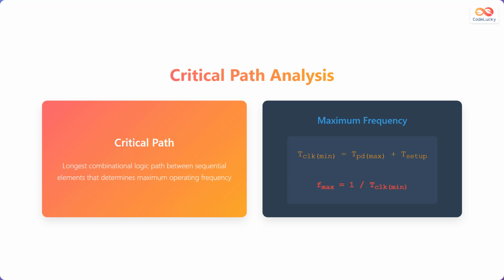Now let's talk about critical path analysis. The critical path is the longest combinational logic path between sequential elements, which determines the maximum operating frequency of the circuit. The equation for maximum frequency is T clock minimum equals T propagation delay maximum plus T setup. And Fmax equals 1 divided by T clock minimum.